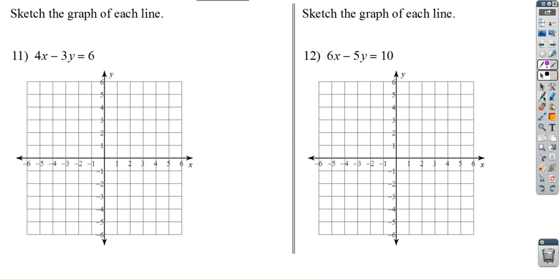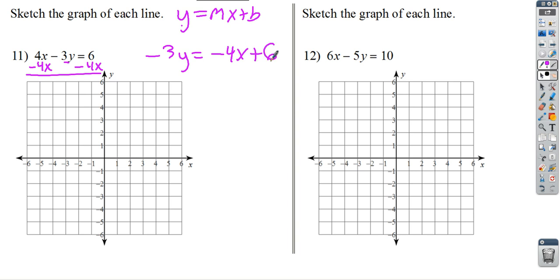Alright, for these we want to sketch the graph of the line, and it's easiest to do this when you put it in slope-intercept form. Right now it's in standard form. This is slope-intercept form. So slope-intercept means we've solved for y. So I want to get this by itself, which means I'll move the 4x over by subtracting it. And so we're left with this.